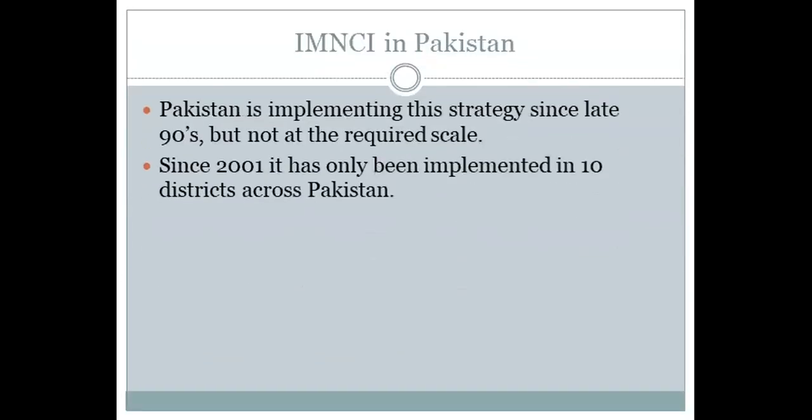IMNCI in Pakistan. Pakistan has been implementing this strategy since the late 1990s, but not at the required scale. Since 2001, it has only been implemented in 10 districts across Pakistan.